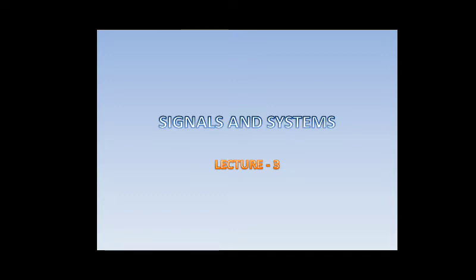So what are these standard signals? Standard signals are those signals which come up more often when we deal with real world input signals or output signals, or any random signal can be expressed as a combination of these standard signals. Okay, so what are these standard signals?